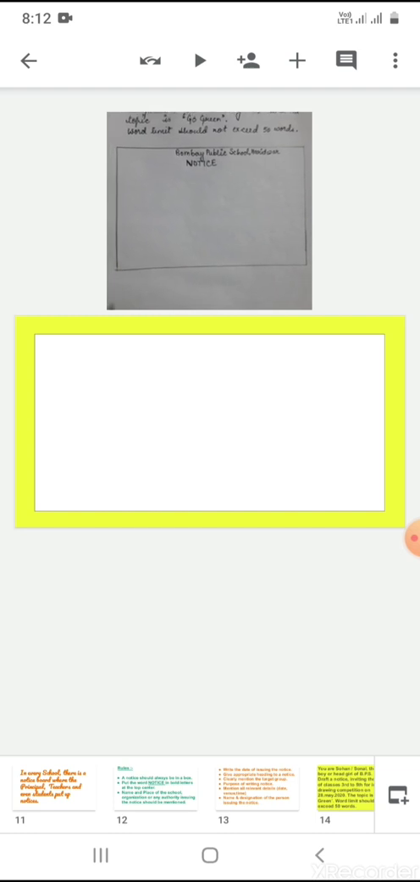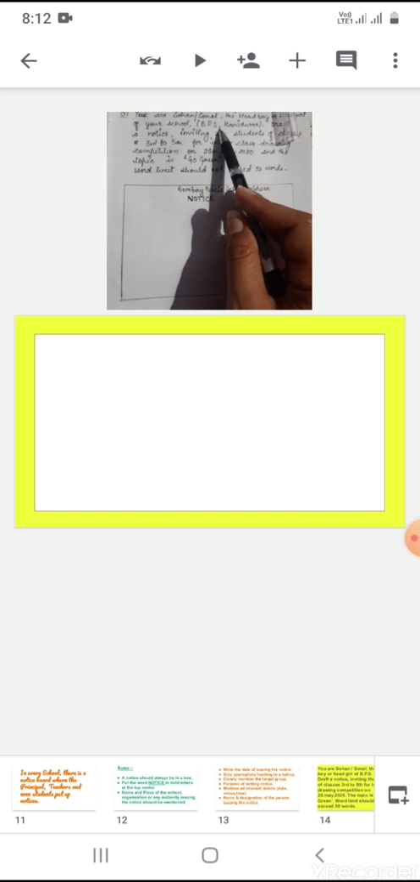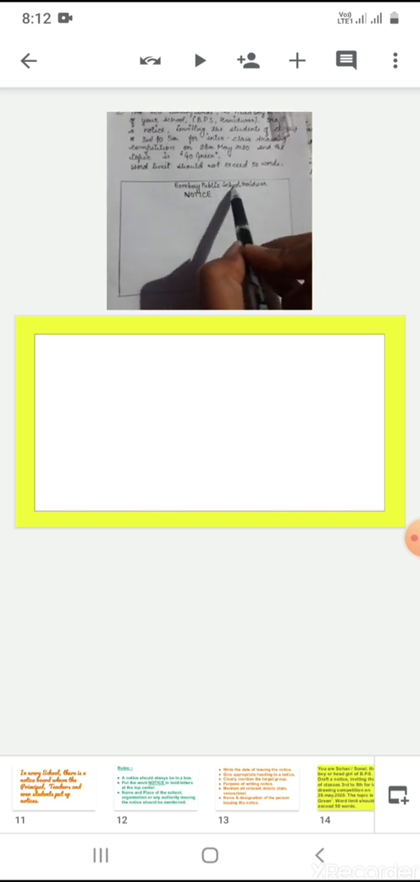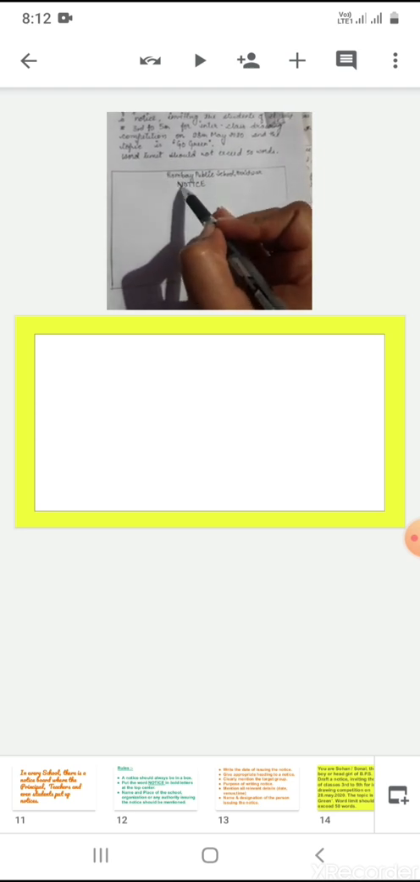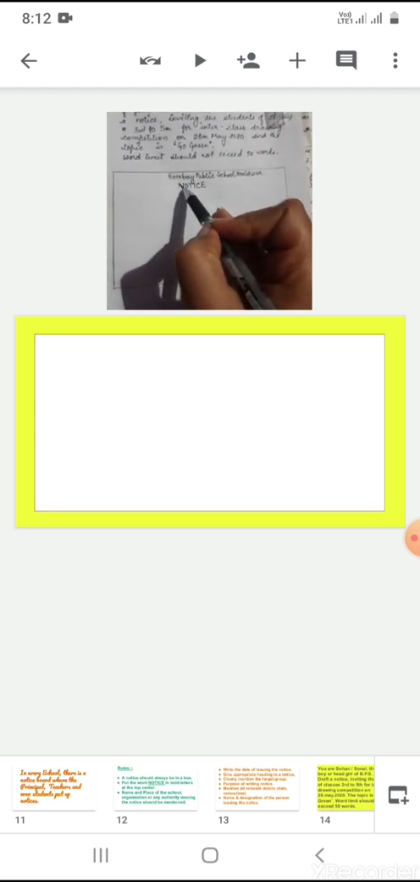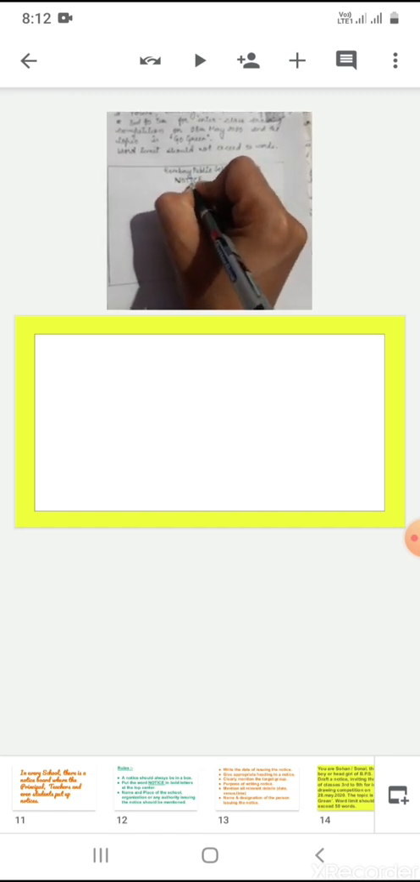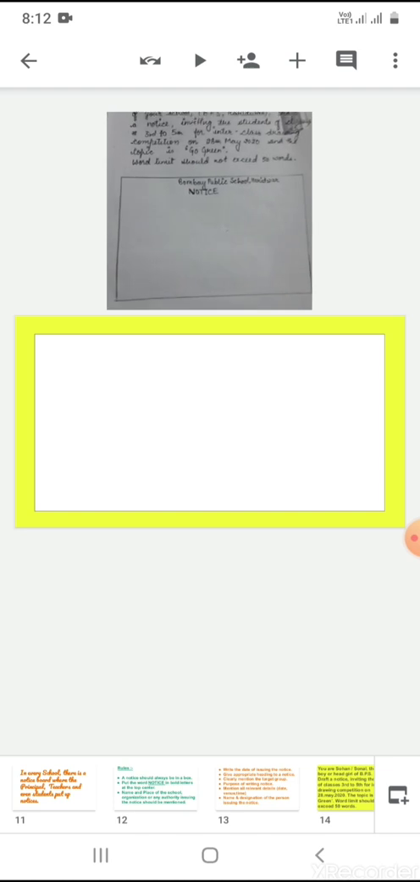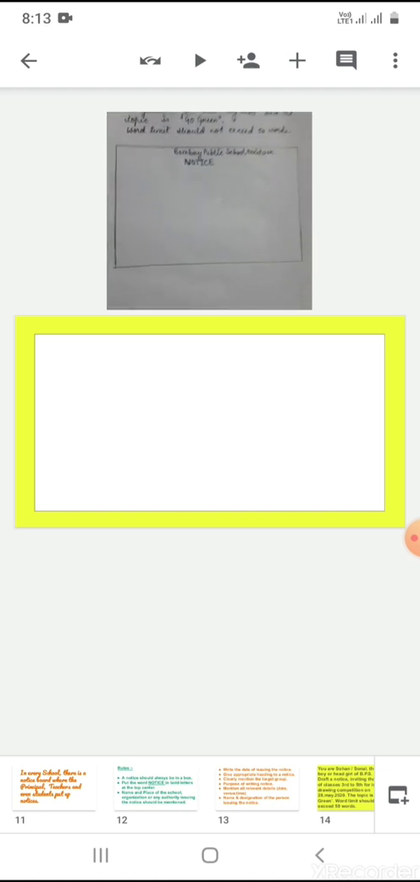At the top center, first of all, you have to write down the name of the school, which is given in the question. BPS, Bombay Public School, Haridwar. And then second, what you have to write? You have to write notice. The word notice in capital letters you have to write. Come on, write down. Write fast.